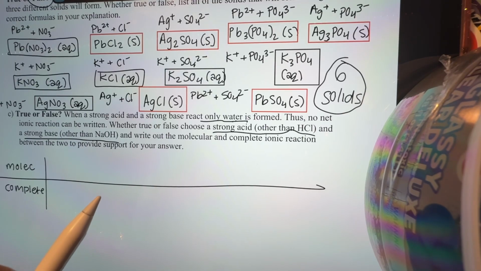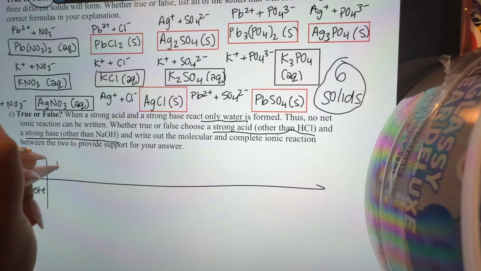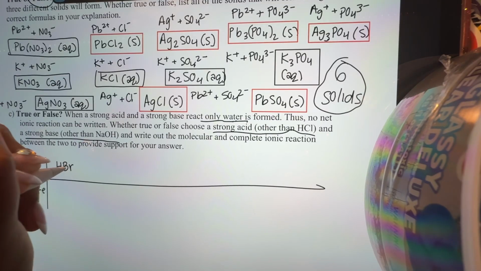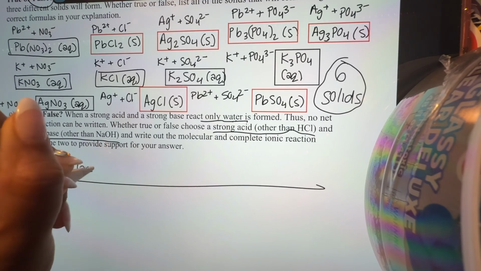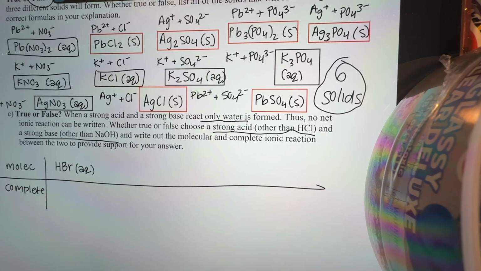So, what's a strong acid other than HCl? I like bromine, so I'm gonna go with HBr. I'm gonna be really embarrassed if that's not a strong acid. And then a strong base other than NaOH is KOH. I like KOH.